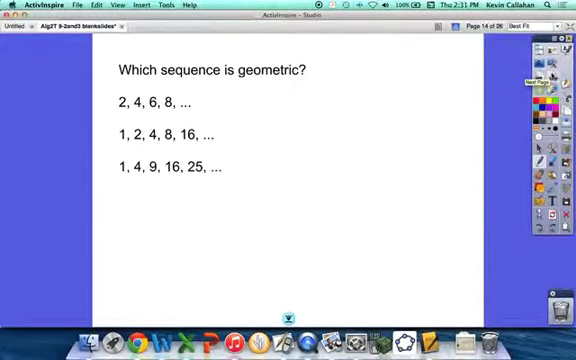So which one of those is geometric? The second one, right? Because what does it look like you're multiplying by to get the next term? It looks like you're multiplying times 2. So 2 times 1 is 2, right? Or if you did it in terms of the definition, 2 over 1, 4 over 2, 8 over 4, that's the ratio of consecutive terms, 16 over 8. In every case, it's 2. So this is the geometric.